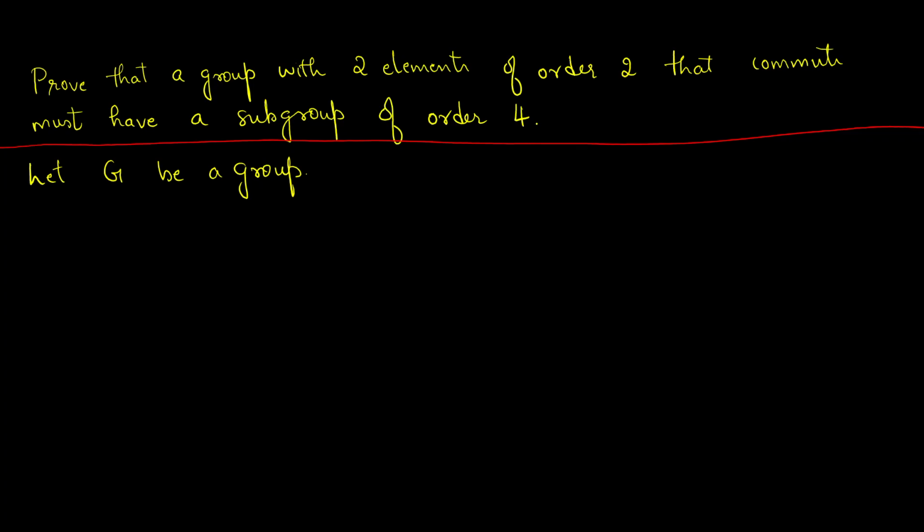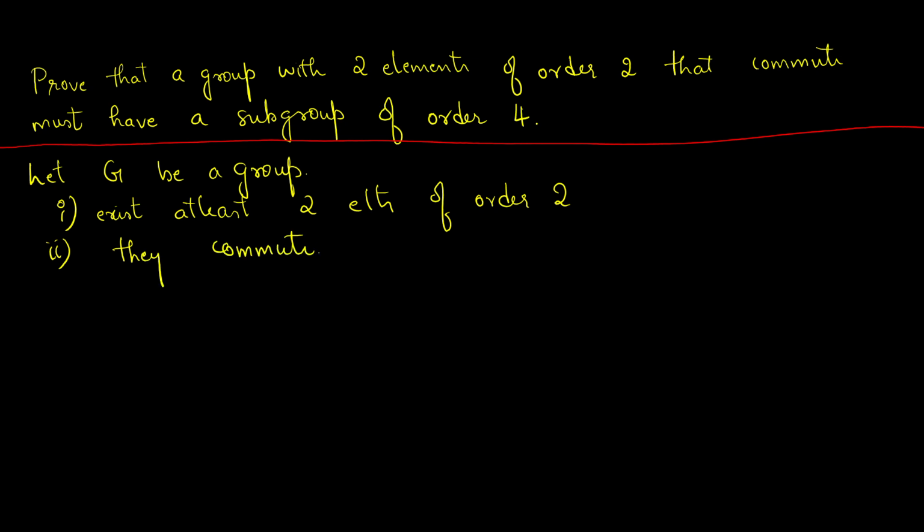Okay, group G has at least two elements of order 2, and these elements also commute with each other. There are two conditions that are satisfied. One is that there are at least two elements of order 2, and then they also must commute with each other. Now, we must show that group G has a subgroup of order 4.